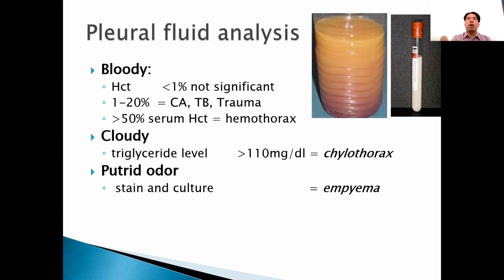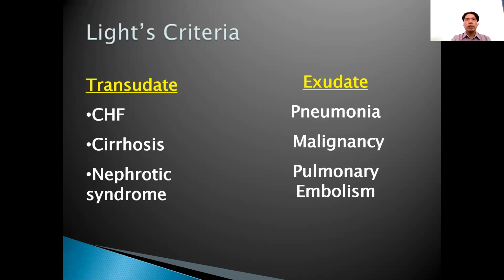So as I said, this is how fluids are seen. Here, white, like milk, this is chylothorax. Here, this is yellowish and thick, probably empyema, and probably with a putrid odor as well. So by Light's criteria, if it's a transudate, it's from CHF, organ failure, cirrhosis, nephrotic syndrome from the kidney. Exudate would mean pneumonia, infection, malignancy, and pulmonary embolism. Tuberculosis is also part of the infectious spectrum as far as exudate or pneumonia is concerned.